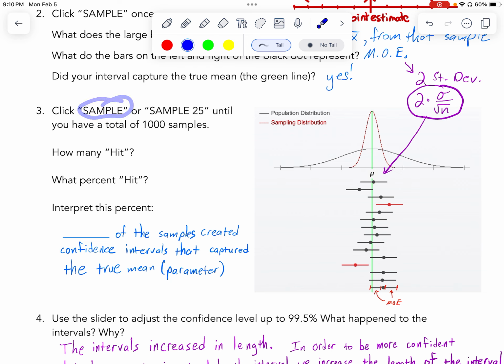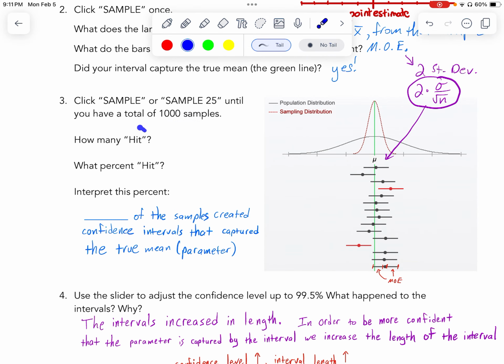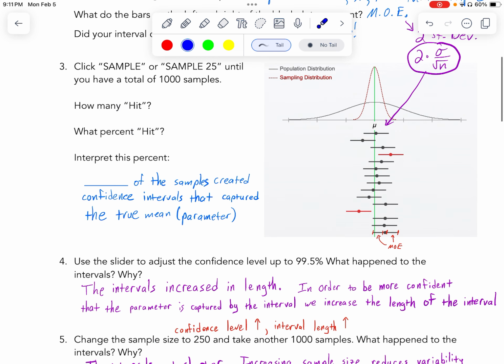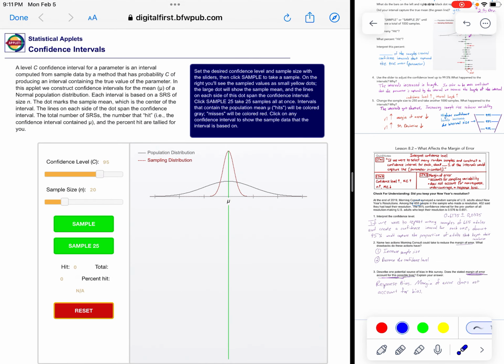Keep hitting sample, or you can actually do 25 at a time until we have a total of 1,000 samples. We want to know how many of them hit and what percentage hit. So let me do that, and you do it as well. I'm going to reset and just start over.